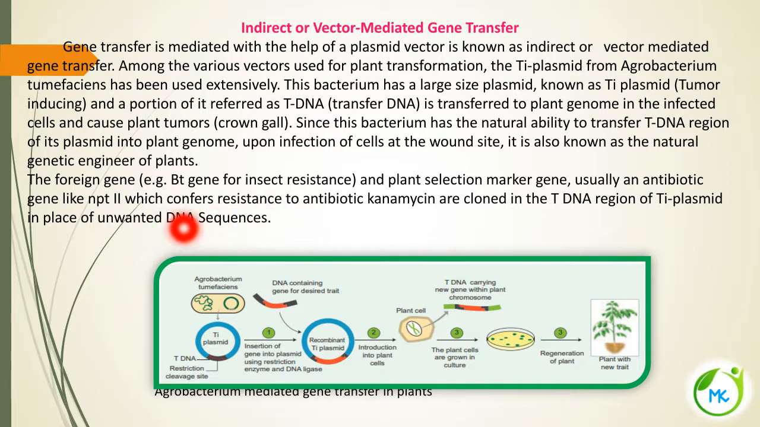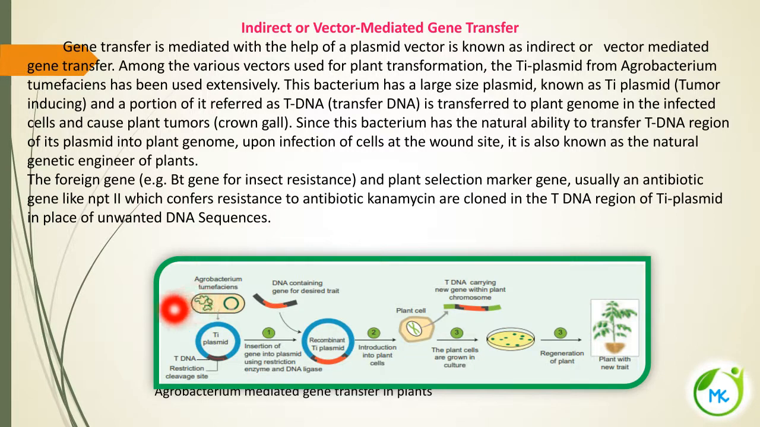Here the unwanted DNA sequence is nothing but the tumor inducing sequence. So in place of this tumor inducing sequence, when we introduce some useful substances to the plant, the plant will be made insect resistant. So that is the use of Agrobacterium tumefaciens. Here there is a pictorial representation of Agrobacterium mediated gene transfer in plants.